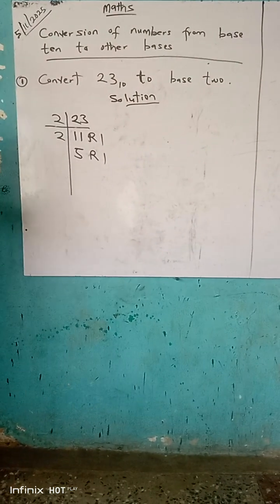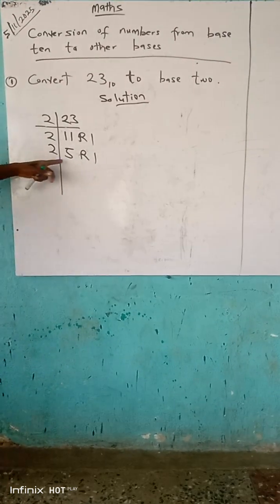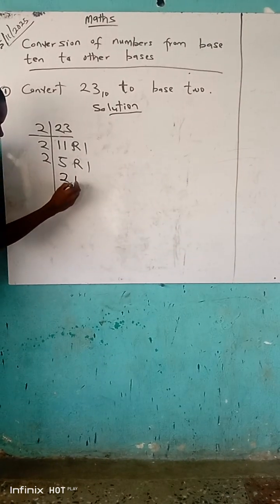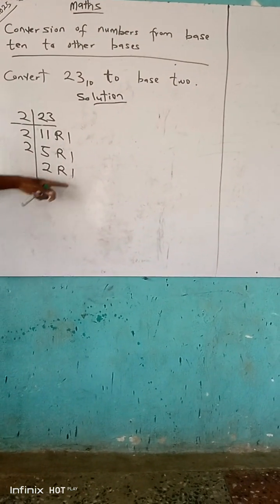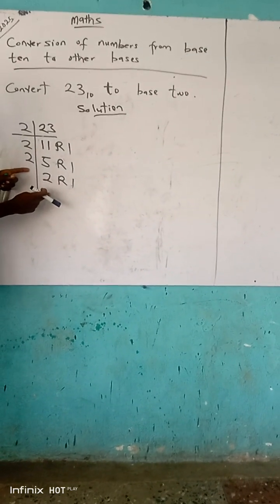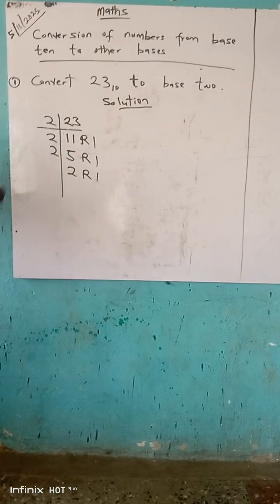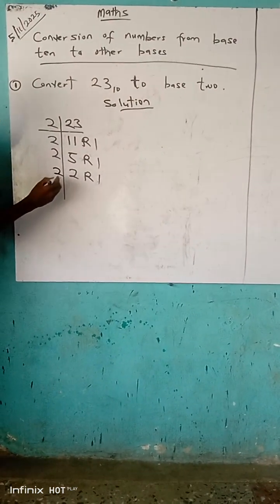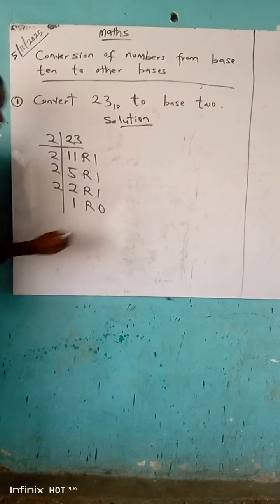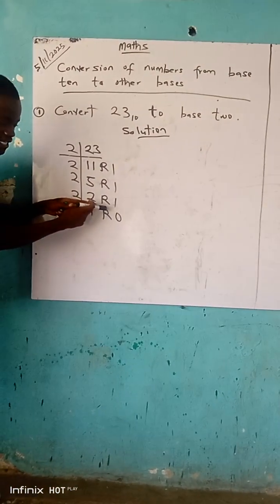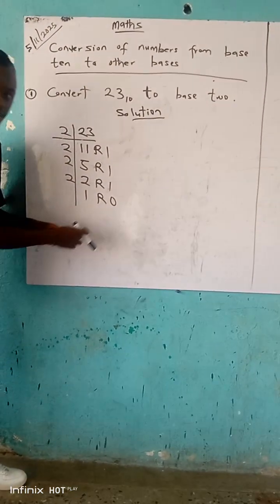Now 2 can still go into 5. 2 into 5, how many times? 2 will go into 5 2 times, remainder 1. If you say 2 times 2, it will give you 4 plus your remainder, it will give you back your 5. Now 2 can still go into 2. 2 into 2 is 1 time, remainder 0, because 2 will go into itself only once and nothing will be remaining. That's why we say the remainder is 0.